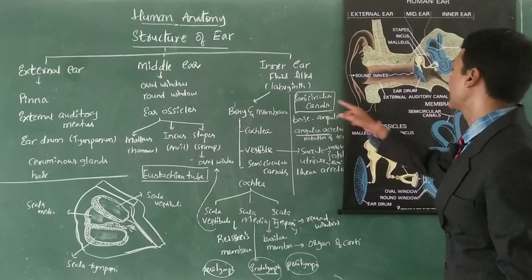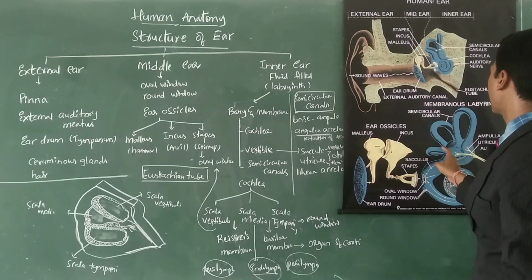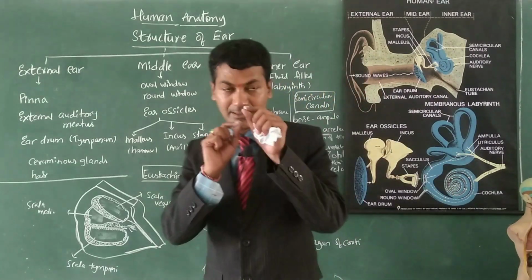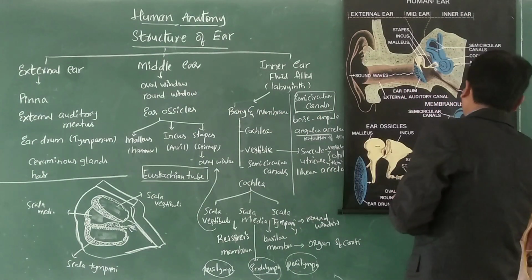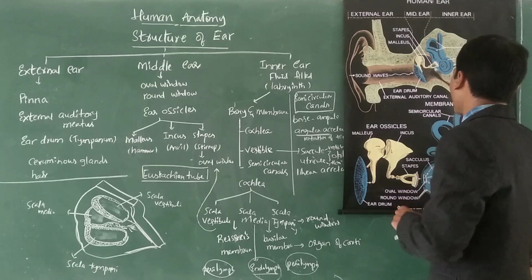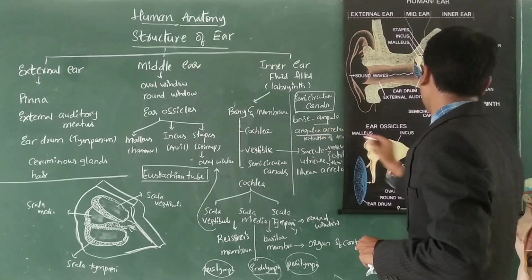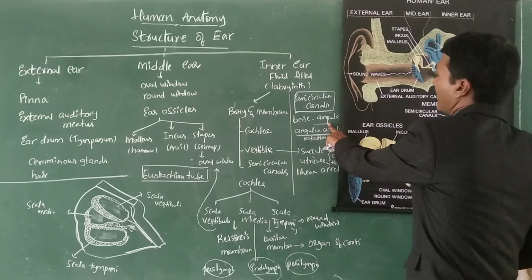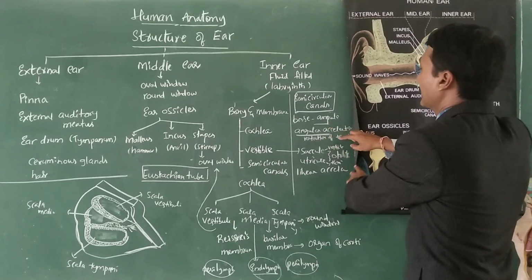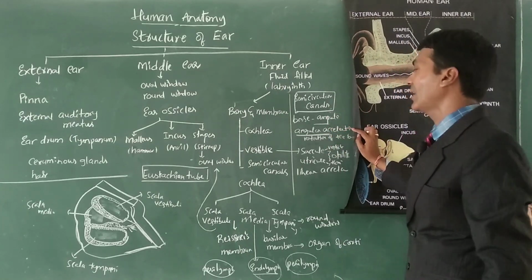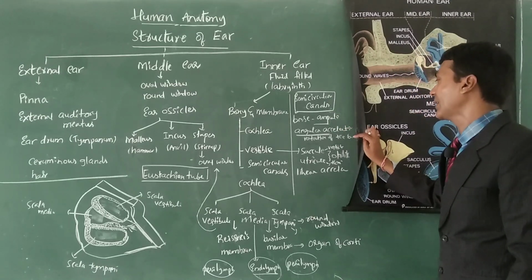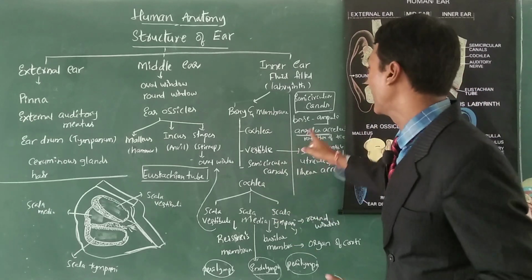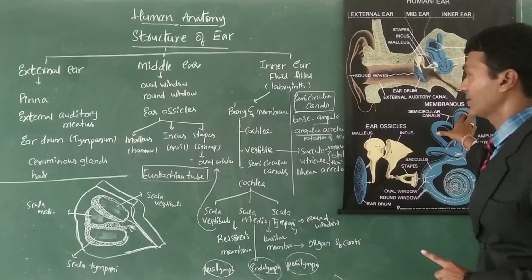Then coming to the semicircular canals. Here these are the semicircular canals. There are three semicircular canals, arranged at right angles to each other. The base of the semicircular canal, this one you can see, is called ampulla. Ampulla helps in angular acceleration, and helps in the rotation of the body. So when the body is rotating, the semicircular canal will help.